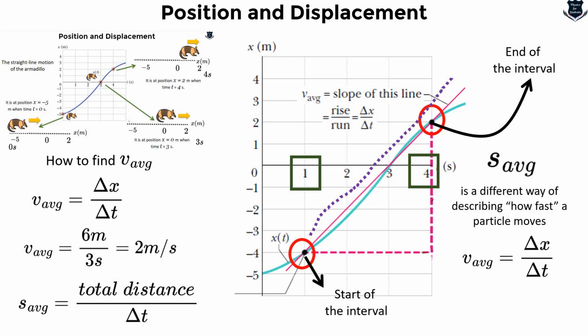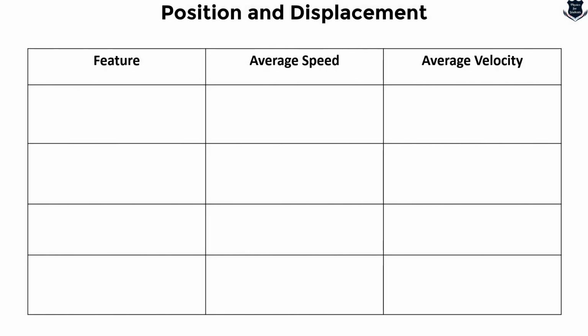Now as we are dealing with average velocity and average speed, we need to know the differences between the two. I have shown the purple line, which is going up towards the end of the interval. This purple vertical line is how far it has moved, and the horizontal purple line is how long it took from start to end. Here is a quick and easy way to understand the relation between average speed and average velocity.